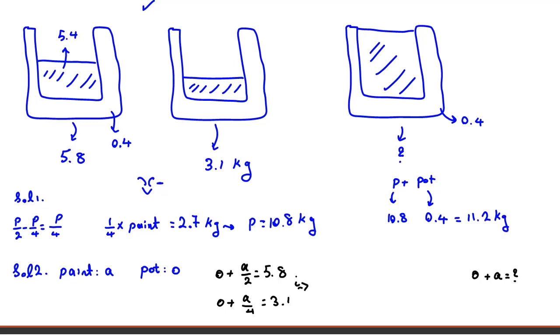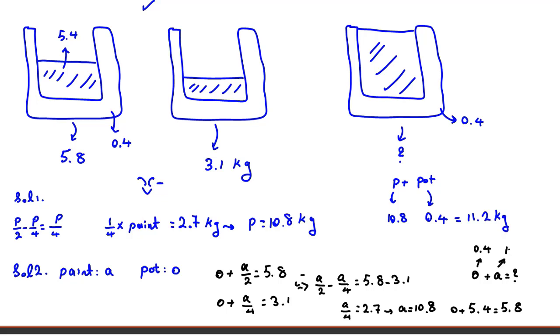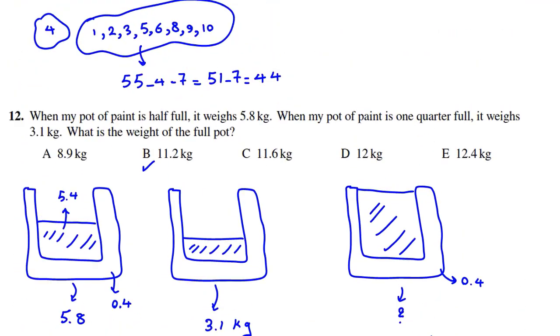If we subtract, A over 2 minus A over 4 will be 5.8 minus 3.1. Using a common denominator, it will be 2A minus A over 4 equals 2.7, and A equals 4 times 2.7, which is 10.8. If A is 10.8, then O plus 10.8 over 2, which is 5.4, equals 5.8, and if you subtract, O will be 0.4. So A is 10.8, and the answer will be the same, with only two equations and two variables.